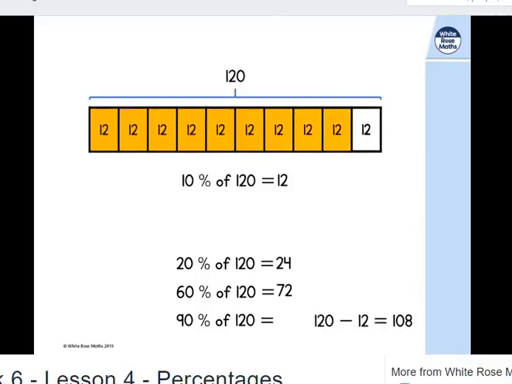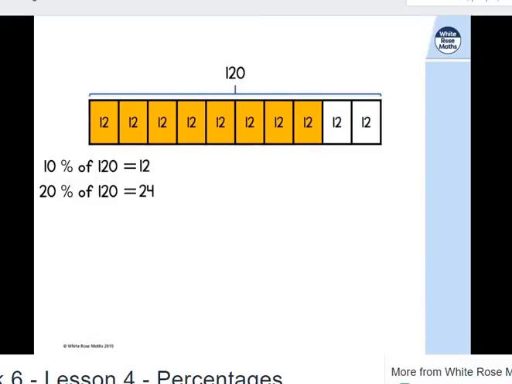What about for 90%? Well, here's 90% shaded. Rather than going, what's 10% times by 9, I could go, well, what's 100%? Take away 10%. So 120 take away 12 would be 108, which would be 90%. So then, we've got 10% and 20% of 120.